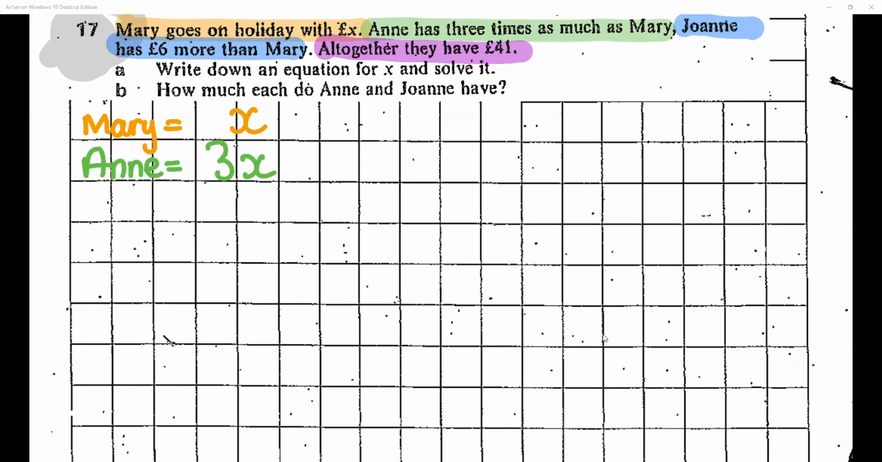Okay, what about the blue part? Joanne has 6 pounds more than Mary. x times 6? No, you mean just x add 6? Oh yeah. If you want to make x 6 more, you just add 6 to it. Fantastic. Okay, lovely. Now, what does the purple part mean? If you add all the amounts together, it will give you 41 pounds. Lovely. The purple part means that it gives you 41.